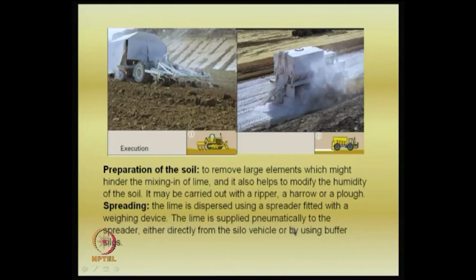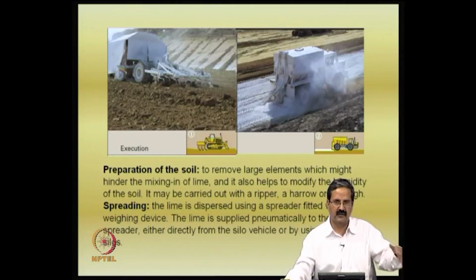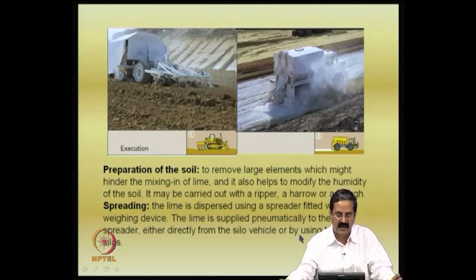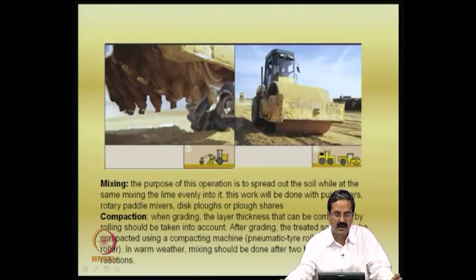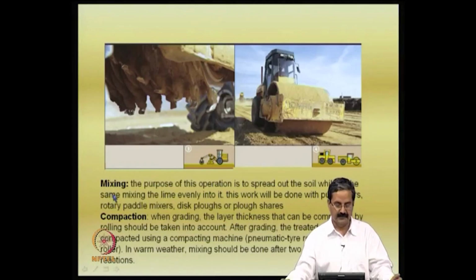The lime is supplied pneumatically to the spreader. A spreader is something that distributes, like a water sprinkler type of thing; you must have seen a lot of vehicles like this. So you also have a sprinkling of lime here, and this has some containers which are called silos and all that. Once you have this spread, then you have to do the mixing.